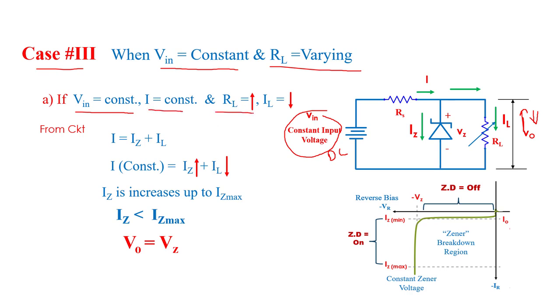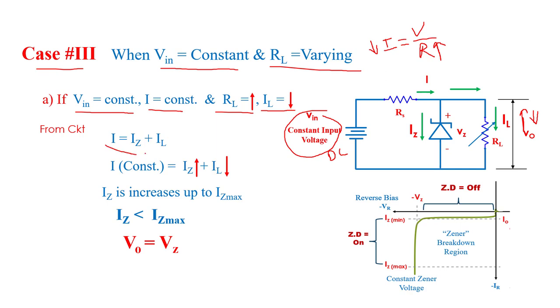RL is increasing. If the load resistance is increasing this time, the load current is decreasing, because we know that I equals V upon R. R and I are inversely proportional to each other. So if RL is increasing, I is decreasing this time, so IL is decreasing.